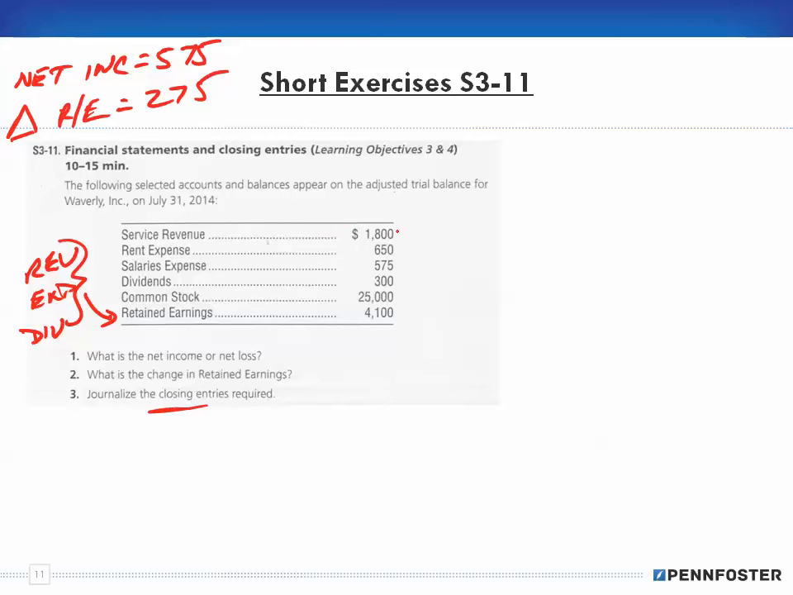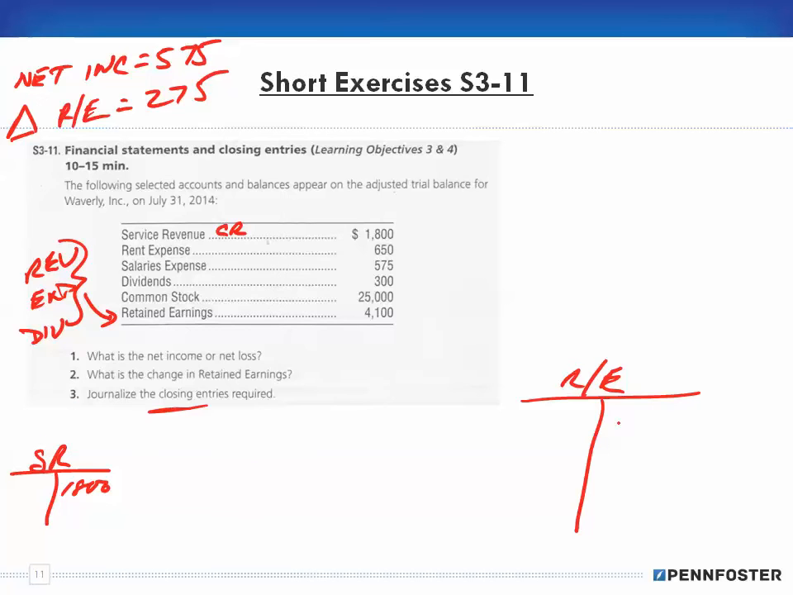So if I have 1,800 in my service revenue account, and we know that that's a credit because that's the normal balance of a revenue account, let me draw a T account here, and I'm just going to make SR for service revenue. I know I have $1,800 on the credit side. Well, I'm going to put a T account here for retained earnings.